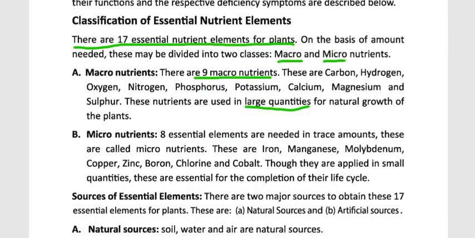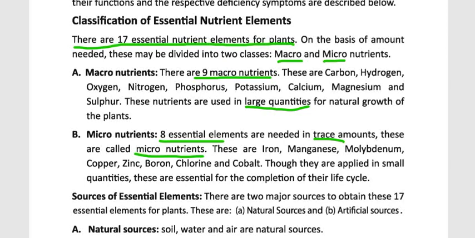Micro means small. There are 8 essential elements needed in trace amounts. That means small amounts. These are called micronutrients. Micro means small. So when nutrient elements are provided in small quantities, these are called micronutrients. These are iron, manganese, molybdenum, copper, zinc, boron, chlorine and cobalt. Though they are applied in small quantities, these are essential for the completion of their life cycle.